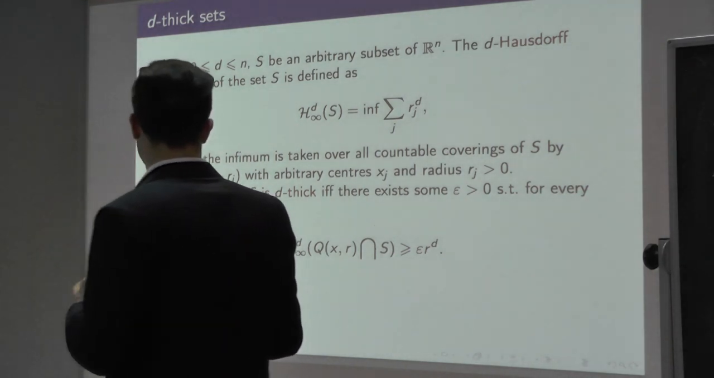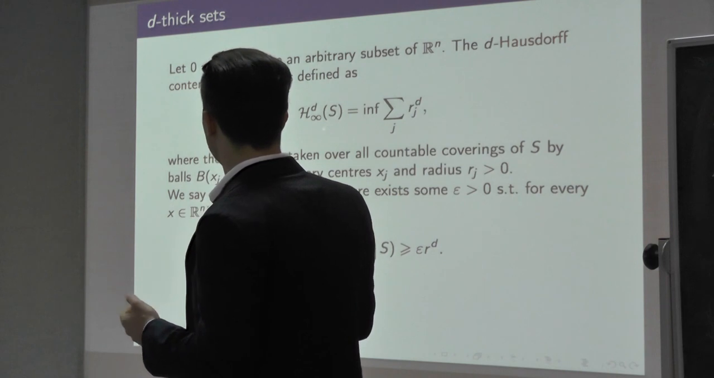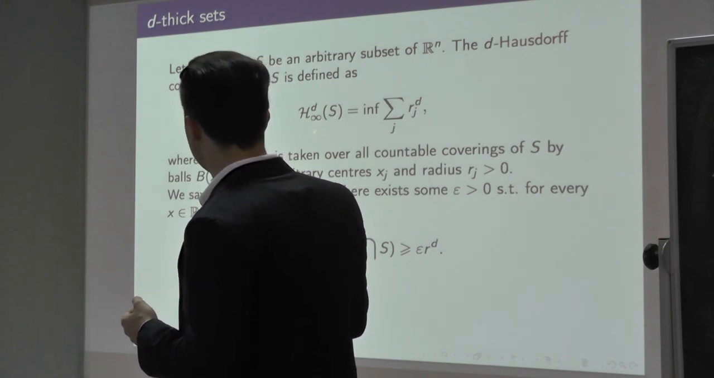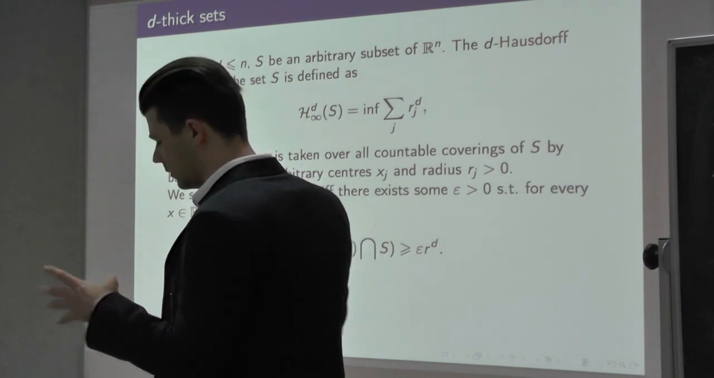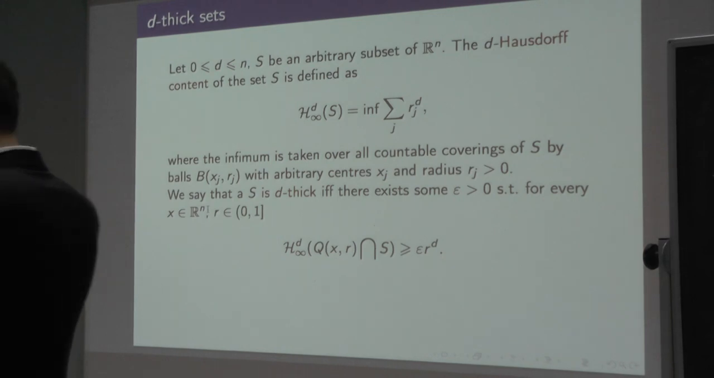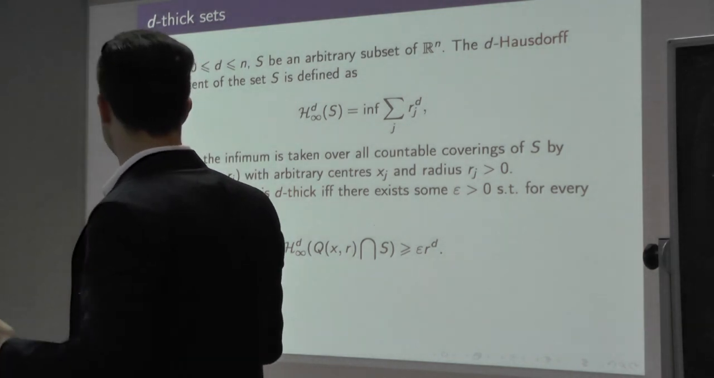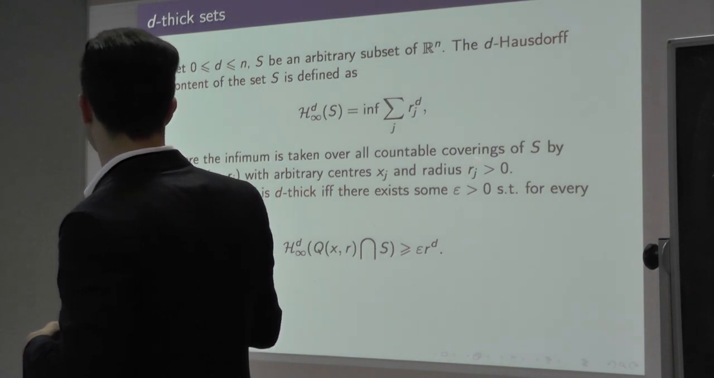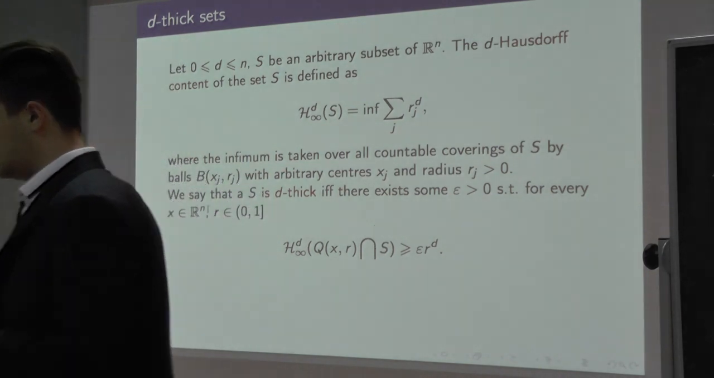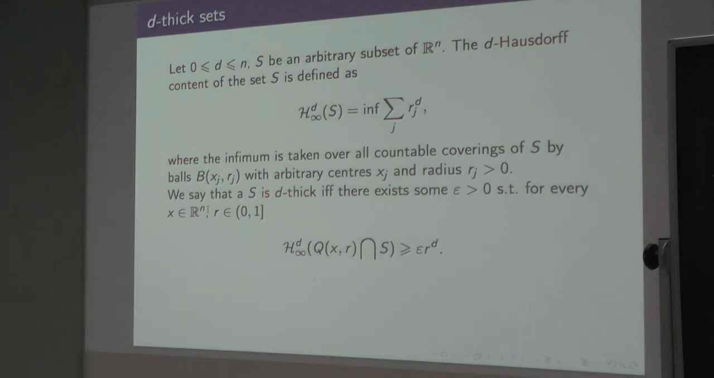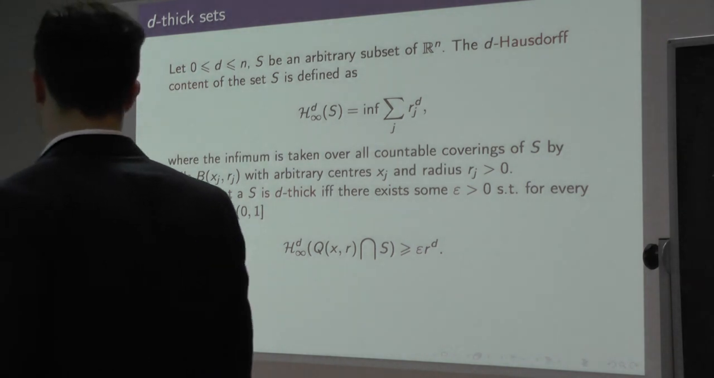To define the Hausdorff measure, we should consider H_d^delta with radii bounded above by delta, and after that we take the limit when delta tends to zero. But in this situation, we consider arbitrary centers and arbitrary radii. It turns out that this Hausdorff content is a much more delicate tool for us than Hausdorff measure.